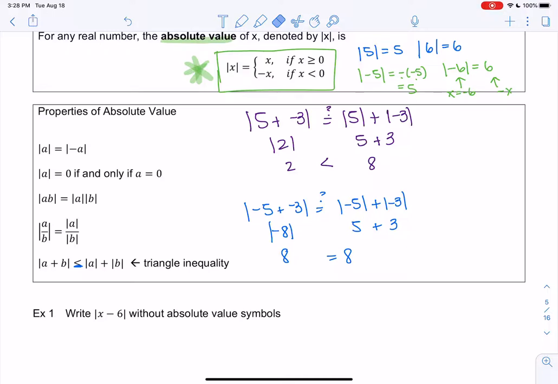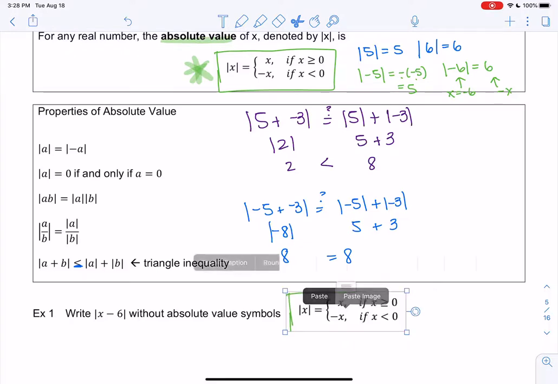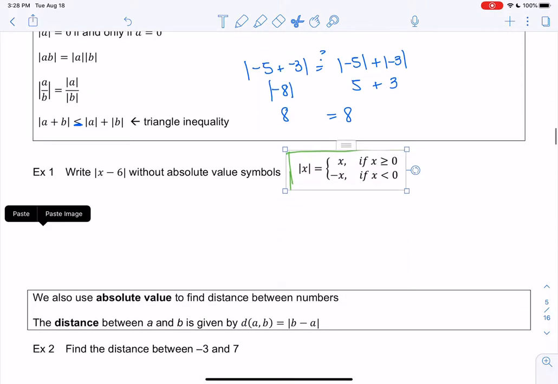So just some properties. Hopefully we've seen them. If not, make some flashcards so you can remember them. Let's practice using this definition now. Sometimes in calculus, you'll have to rewrite it as a piecewise function.